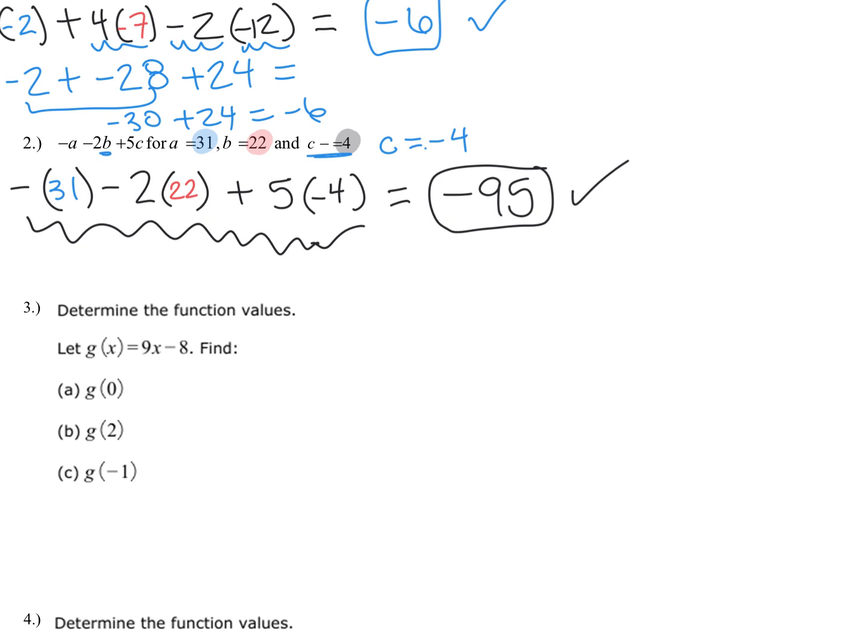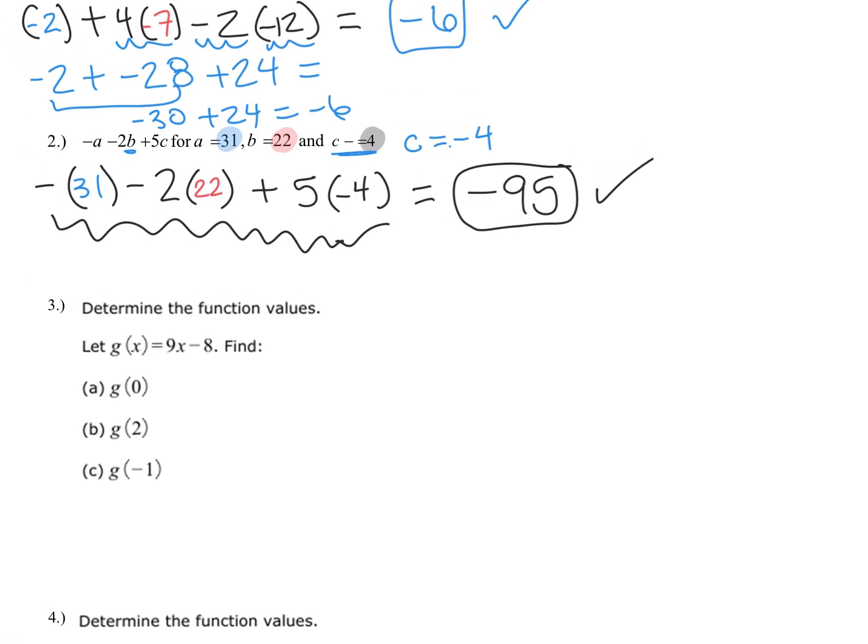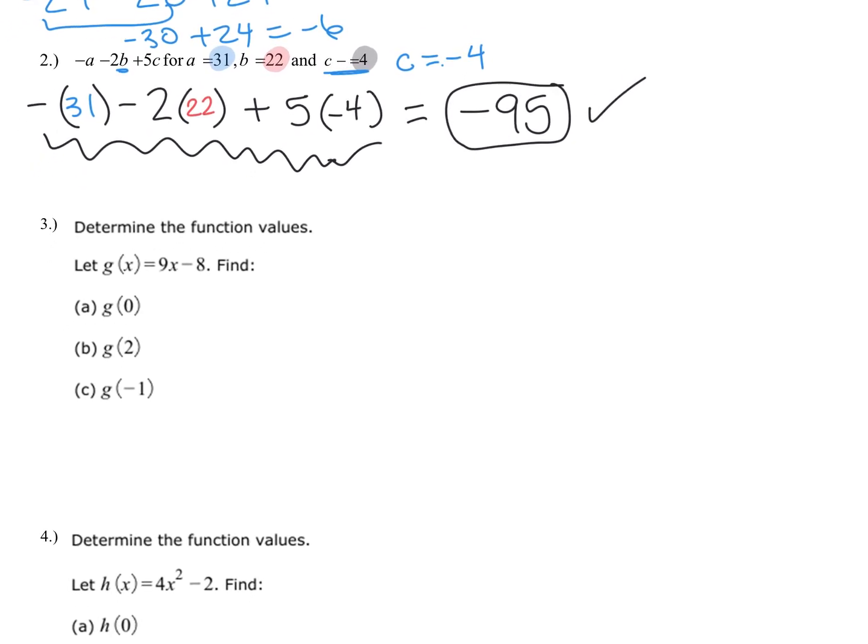All right, so let's move on to what we call function notation. So it says determine the function values. We're going to let g of x equal 9x minus 8. And what we're going to do is we're going to find these different values at their respective values for x. So g at 0 basically means we're going to be plugging 0 in for x. So it's going to be 9 times 0 minus 8. And I'm going to work that out in just a second, but I want to show you what that function notation looks like for the rest.